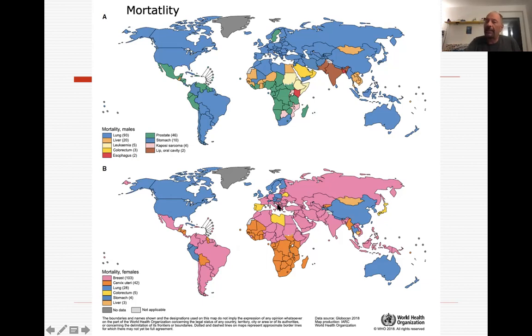In some European countries, lung is prevalent. Also in United States and Canada, lung is prevalent, and in the southern part of Africa and some Asian countries, liver is the main cause of mortality.